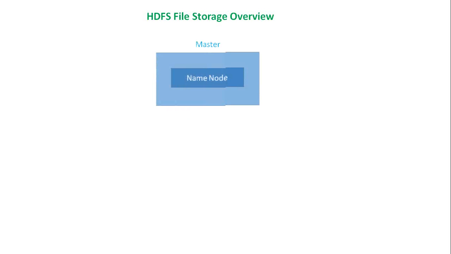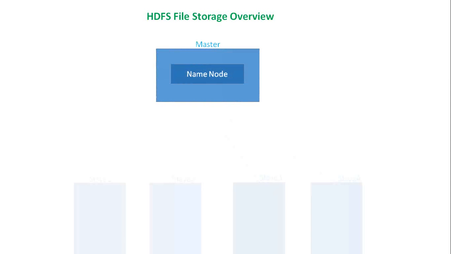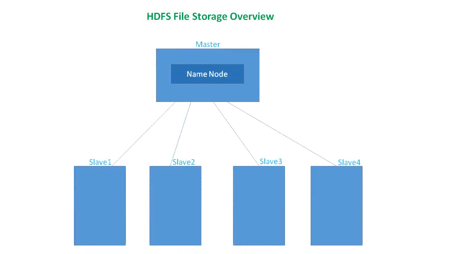Okay. Now I have one master and 4 slaves. Assume my cluster has one master and 4 slave nodes. Master will have the NameNode. Slaves will have the DataNodes. Now I want to store a 1 GB file. How it will be stored into HDFS, I will tell you.